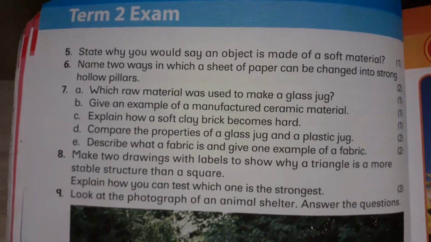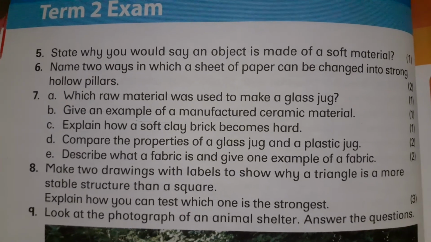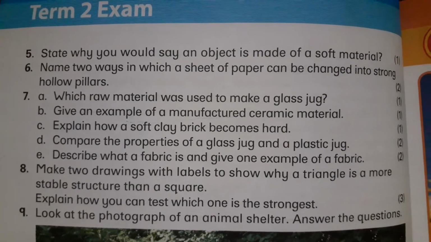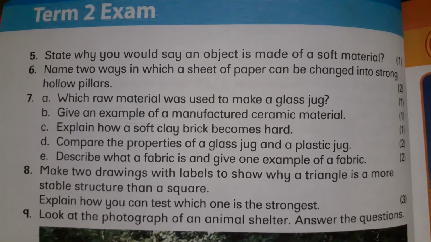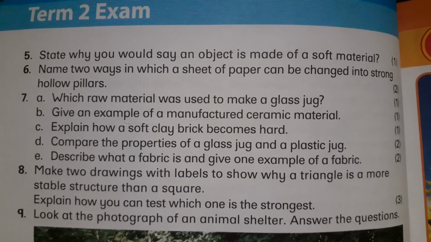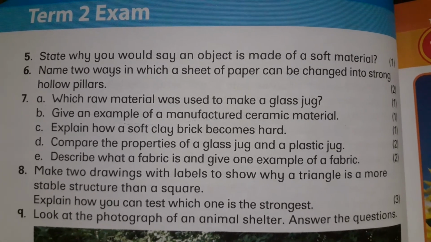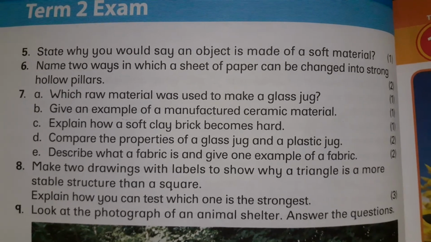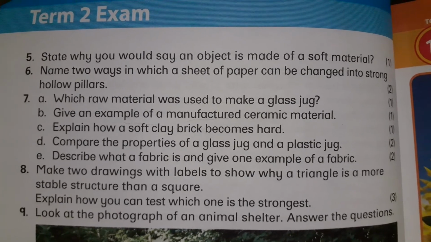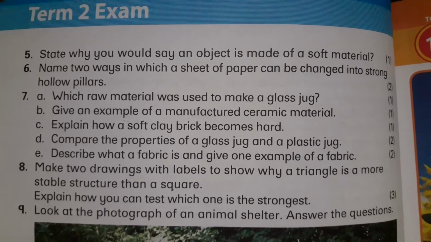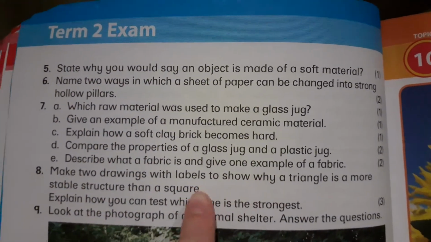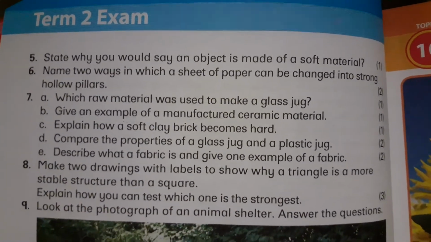Now question 7a. Which raw material was used to make a glass jug? B. Give an example of a manufactured ceramic material. C. Explain how a soft clay brick becomes hard. D. Compare the properties of a glass jug and a plastic jug, and E. describe what a fabric is and give one example of a fabric. So we did this section as one of our first videos when we went online.